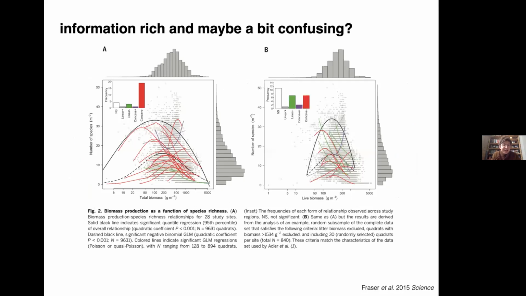Here's a case from a Science paper. I would say it's information rich. A lot of studies have gone into this, but I would argue it's a bit confusing. You look at this, and the first thing I think of is spaghetti and sauce. And then the second thing I'm thinking of is, why do we have histograms on the top and sides? And then, oh, there's a black line in there too, and a dotted line. And then we've got a bar plot inside. There's so much information here. I don't even really know what I'm supposed to look at.